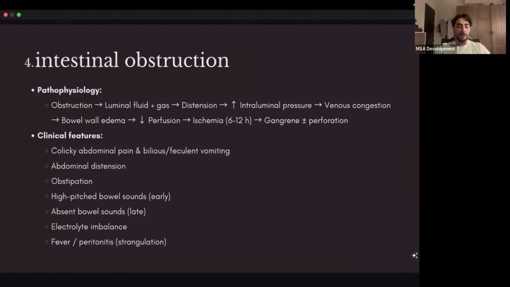Okay, all right, so the pathophysiology. You get obstruction, and then the luminal fluid and gas accumulate, so you get distension. The intraluminal pressure increases, which causes venous congestion because now the blood can't escape. You can't drain the blood from the bowel itself. So you get bowel wall edema, and because of that, you get decreased perfusion from the increased pressure, and that causes ischemia and then eventually gangrene and perforation.